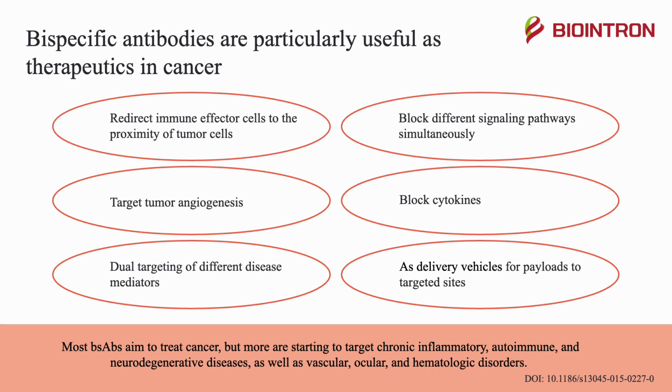Bispecific antibodies are particularly useful as therapeutics in cancer. There are several reasons for this, including the redirecting of immune effector cells to the proximity of tumor cells. They target tumor angiogenesis. They can have dual targeting of different disease mediators. They can block different signaling pathways simultaneously, as well as blocking cytokines, and being delivery vehicles for payloads to targeted sites. Many bispecific antibodies aim to treat cancer, but there are more starting to target chronic inflammatory, autoimmune, and neurodegenerative diseases, as well as vascular, ocular, and hematologic disorders.